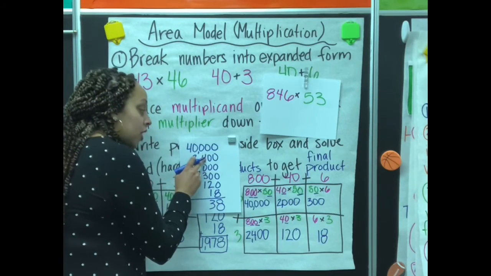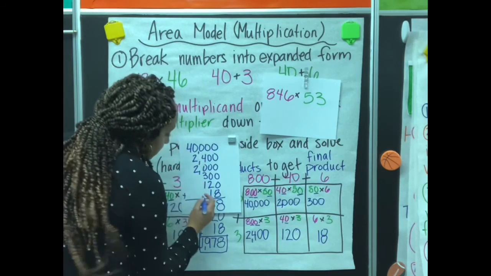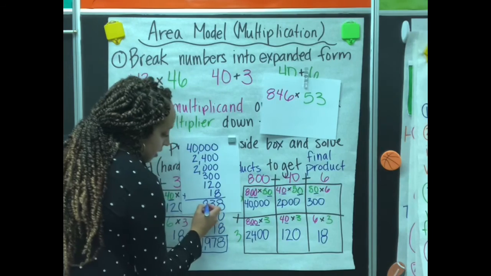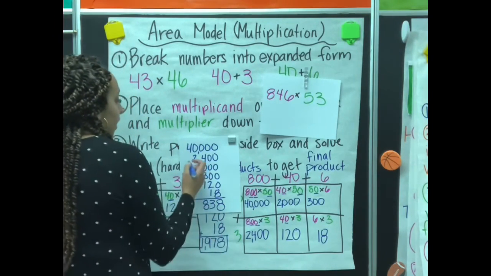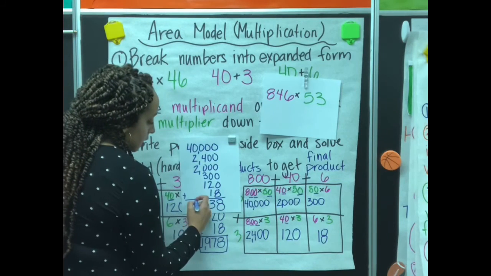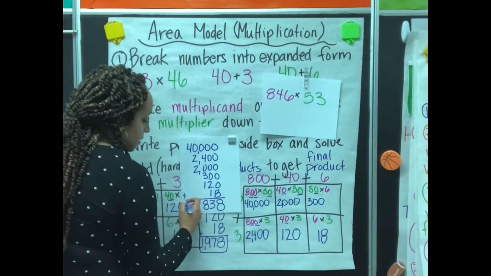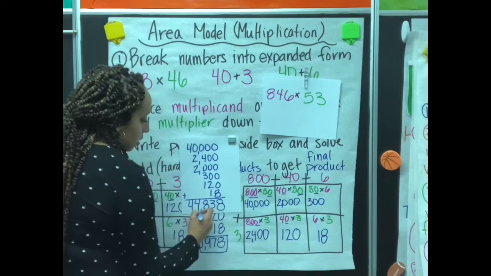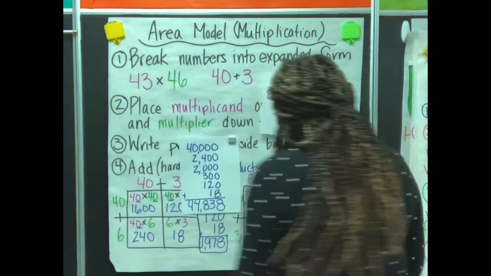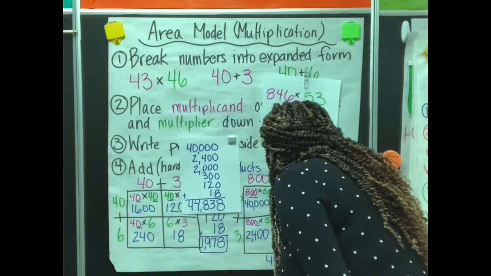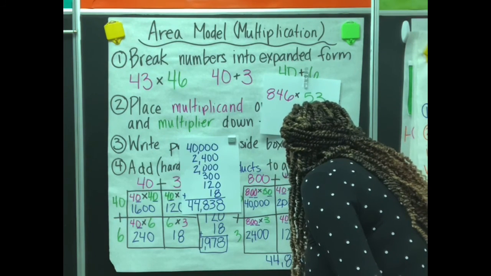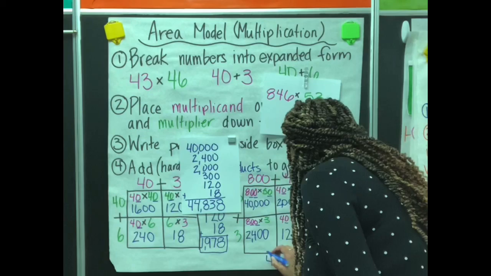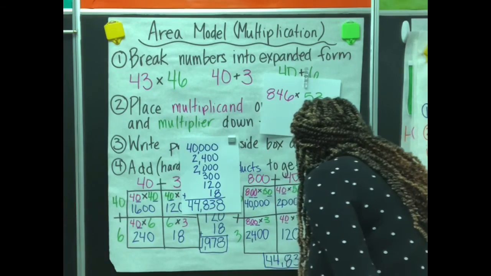4 plus 4 is 8. See how I'm trying to add like things so that I know 4 plus 4 equals 8 because adding, hello. And then I go 2 plus 2 is 4. 4 plus nothing is 4. So my answer is 44,838. That is my product, my big final product.